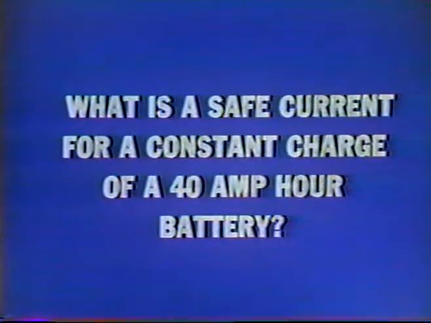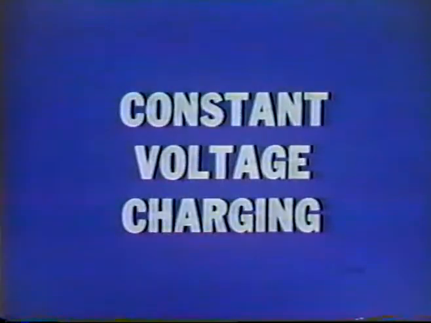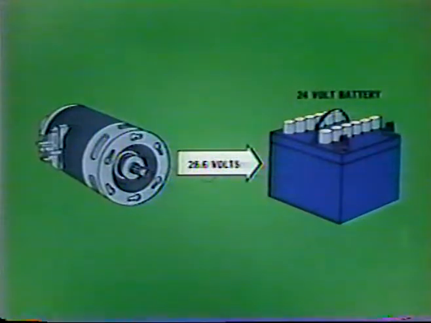Question: what would be a safe current to use on a constant current charge of a 40 ampere-hour battery? 2.8 to 3 amps. Constant voltage charging. The generator system in an aircraft provides a constant voltage charge to the battery by regulating voltage output slightly higher than battery voltage.